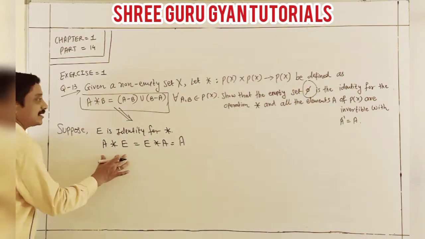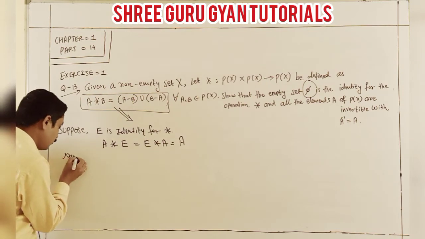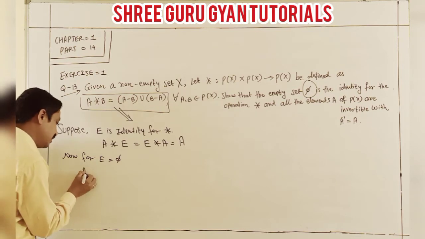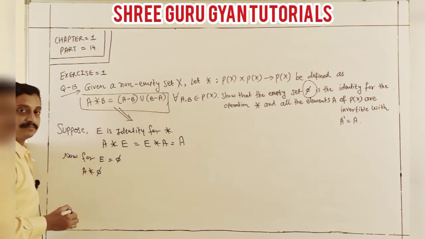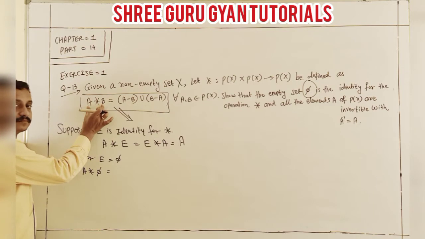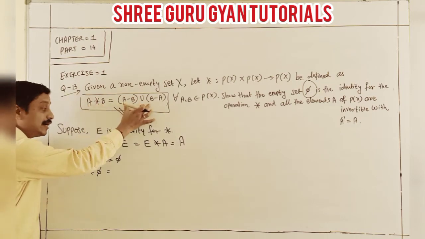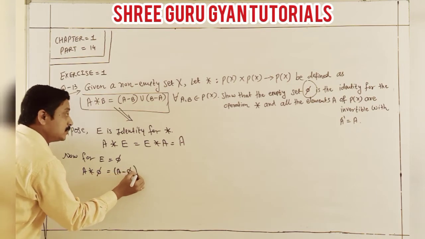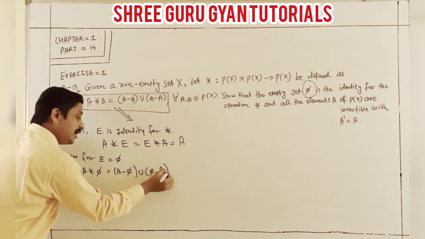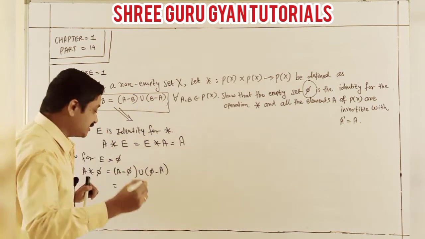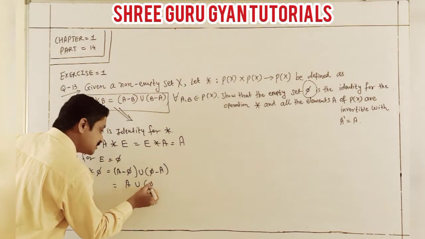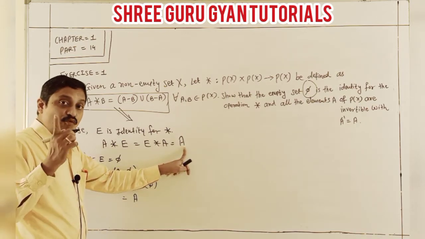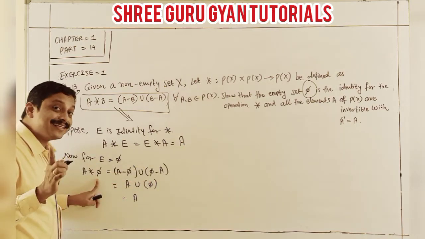Let's start now. For E equal to the null set, consider A binary null set. Apply the definition: A minus null set union null set minus A. Now what is A minus null set? It is A. So here, null set union A. Check and validate the RHS. If you validate it, then surely the null set is the identity.